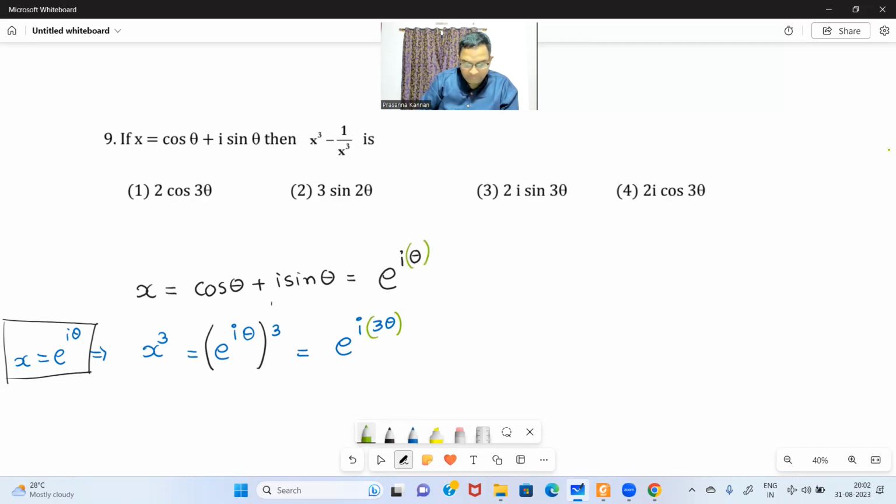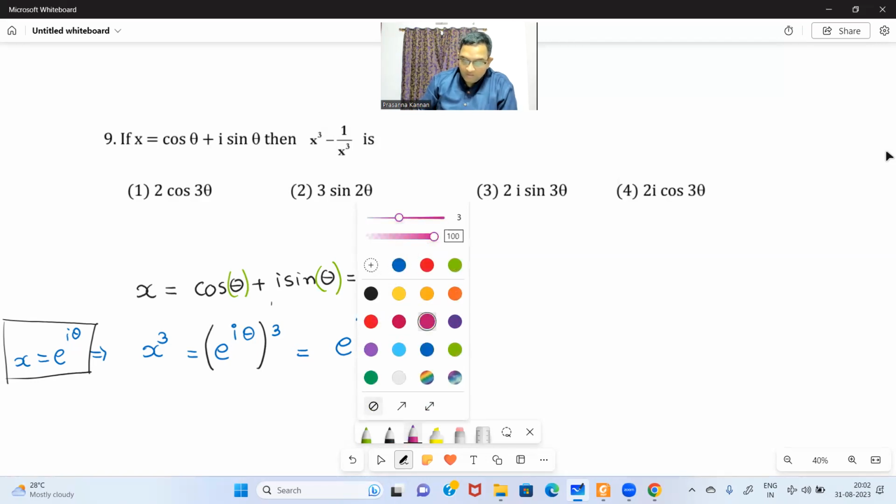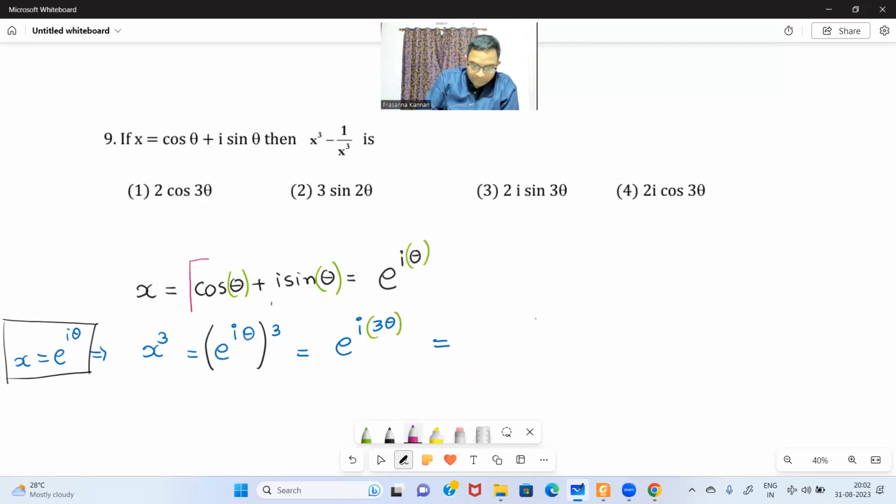What is e power i theta? Cos theta plus i sin theta. So what will be e power i 3 theta? Wherever theta is there, now you should substitute. What is e power i theta? Come on, tell me. Cos theta plus i sin theta. Correct?